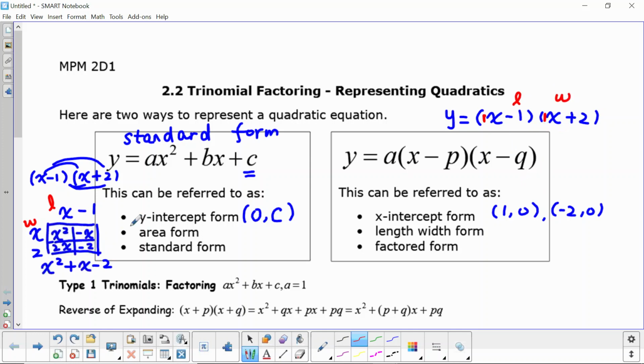We expand it, then it will be the area inside this box. So we call that 3 terms. The standard form is area. And this one is length and width form. Another name for that is factored form.